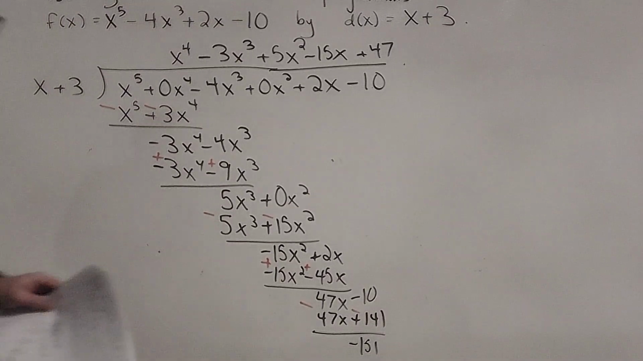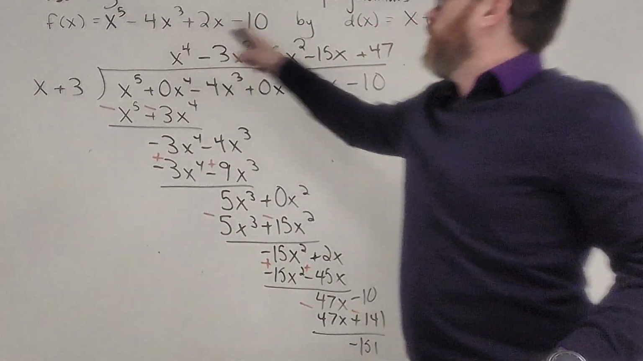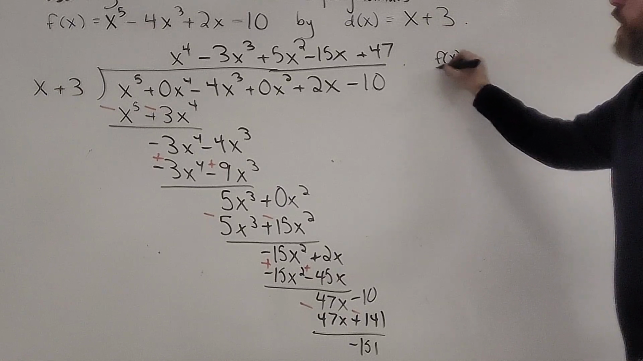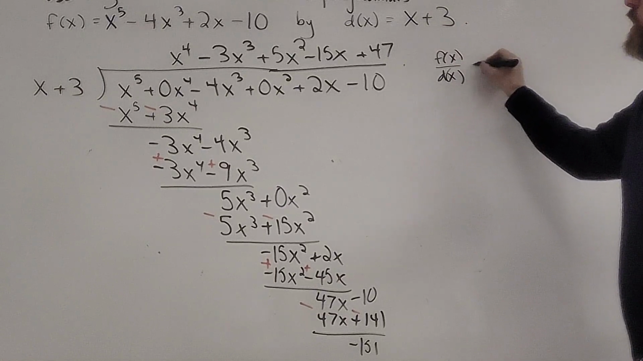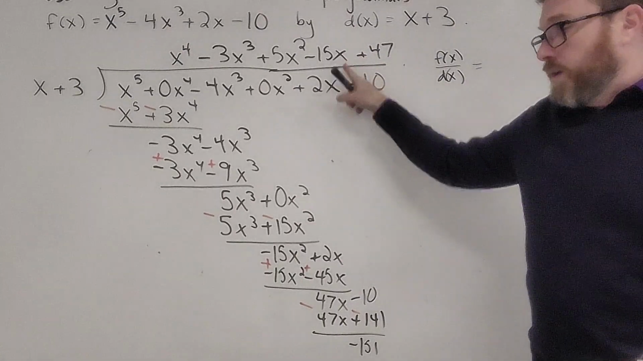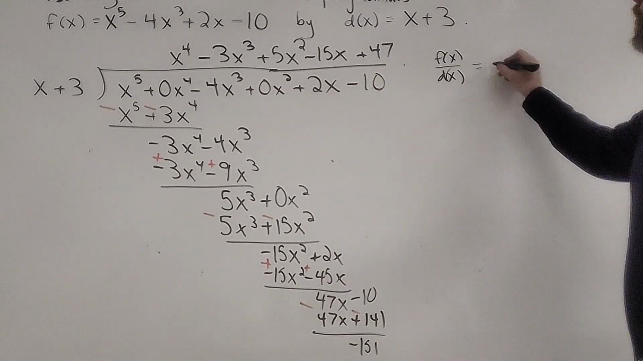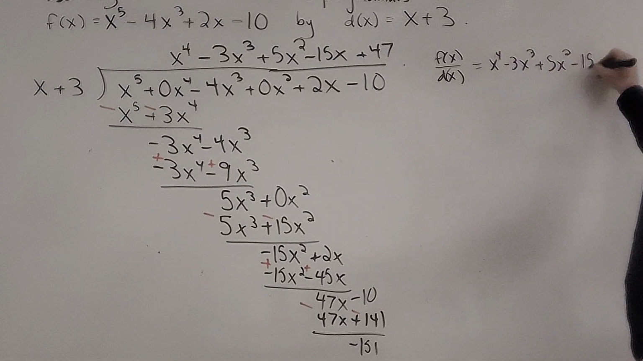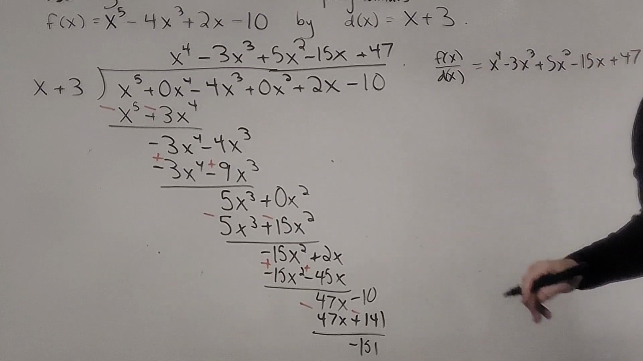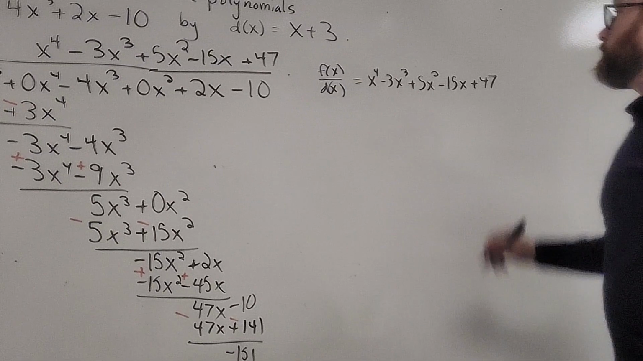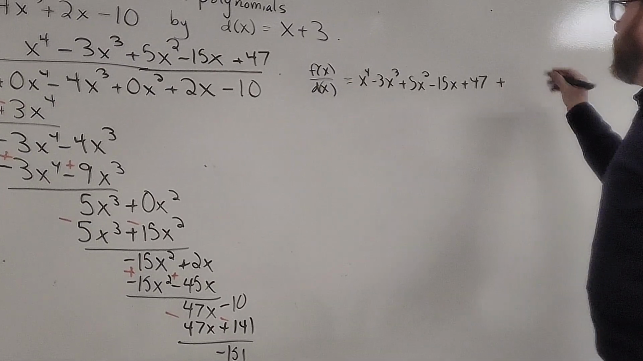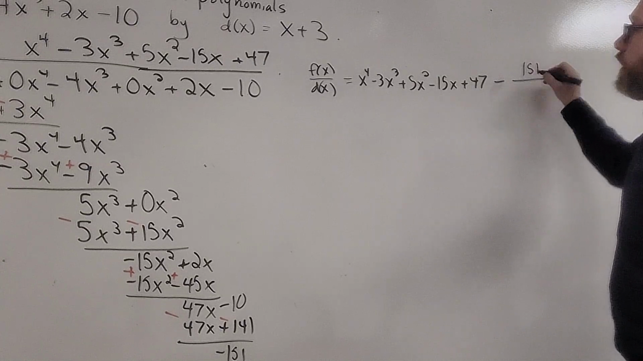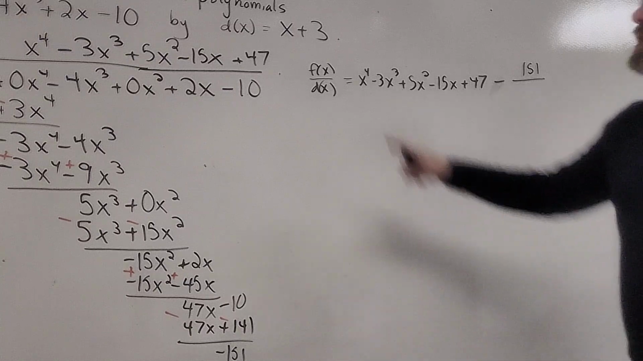So through that division algorithm, what I can say is that this polynomial divided by this polynomial, I'm just going to say f of x divided by d of x because they're so long, is going to be equal to the quotient plus your remainder over your divisor. So your quotient, x to the fourth minus 3x cubed plus 5x squared minus 15x plus 47, plus your remainder, which is that negative 151. If I have a minus 151, it'd be the same thing as subtracting that 151, all divided by your divisor, which is going to be this x plus 3.